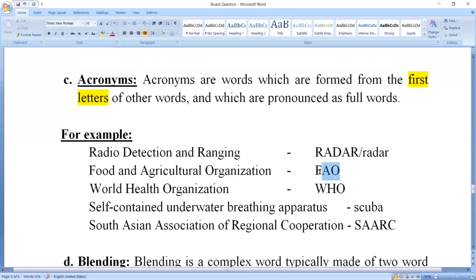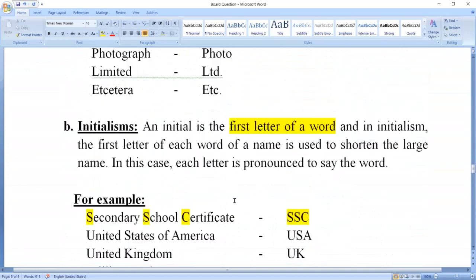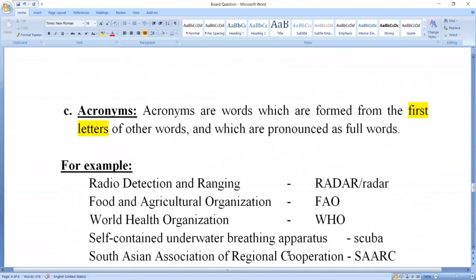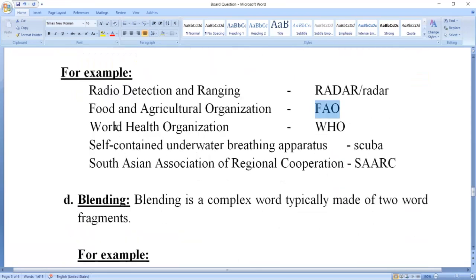So if we pronounce the letters individually, we will call them initialisms. But if the new word is pronounced as a new word, we will call them acronyms. In the same way, World Health Organization has become WHO. It is pronounced as WHO.